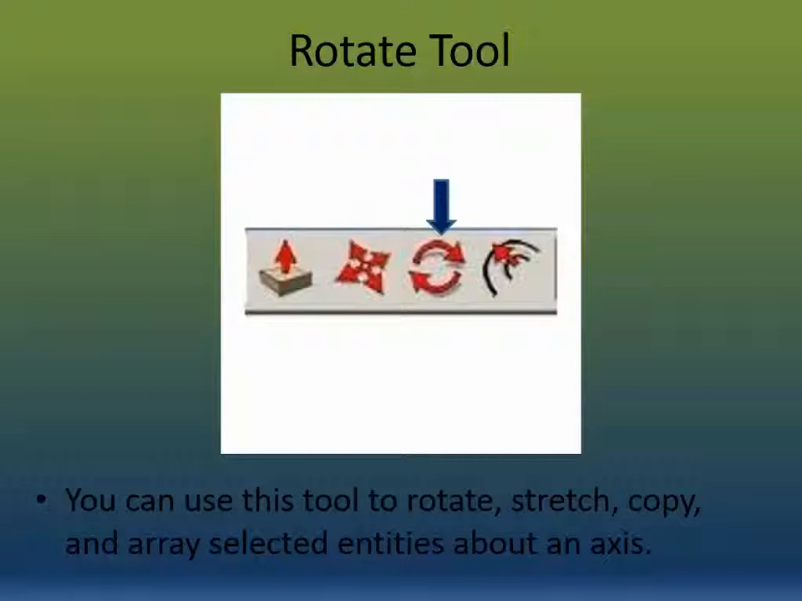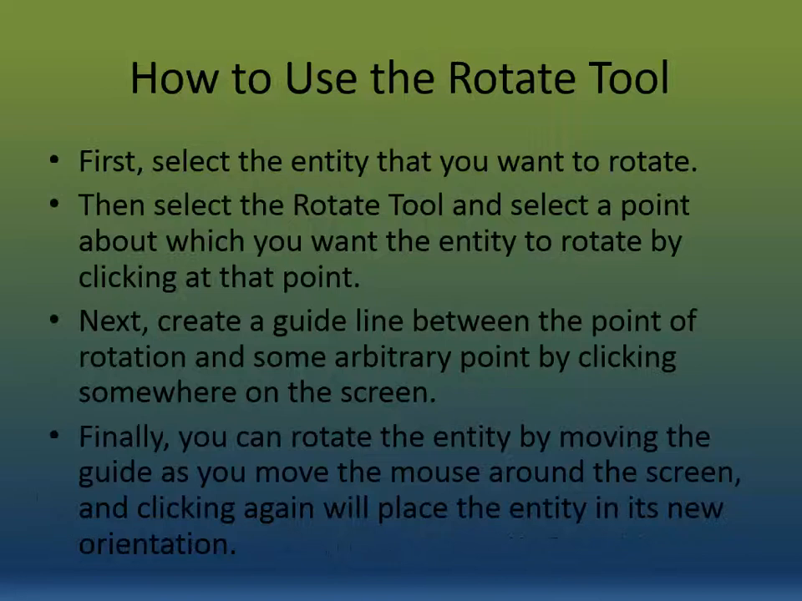Next we'll talk about the rotate tool, which works very similarly to the protractor tool, except this tool will actually rotate, stretch, or copy and array selected entities in the orientation that you choose. So instead of just measuring an angle, it'll actually turn something about whatever angle you choose.